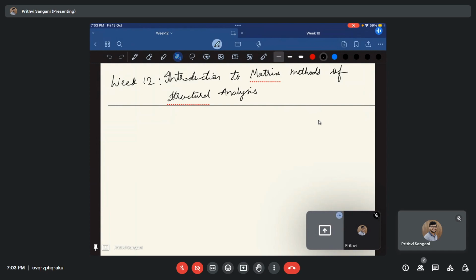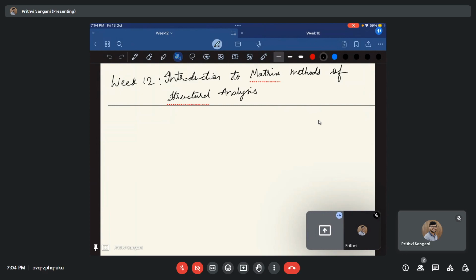I'll not be discussing the flexibility method, because we have already been using it in the previous video lectures. If you remember, we use the flexibility method by using the compatibility conditions, and we generate different types of equilibrium equations along with the compatibility conditions. That is how we have used the flexibility method.